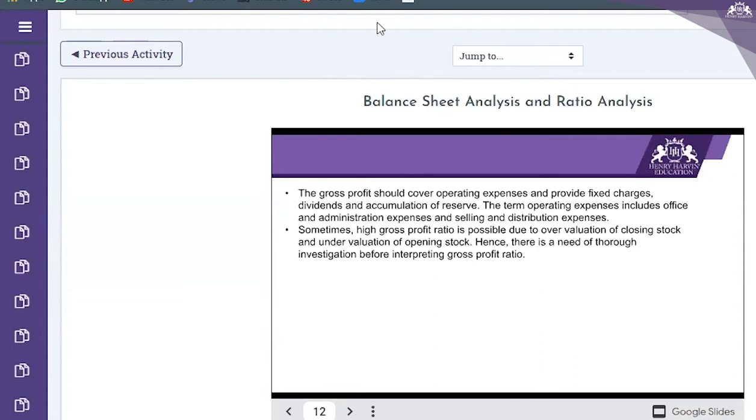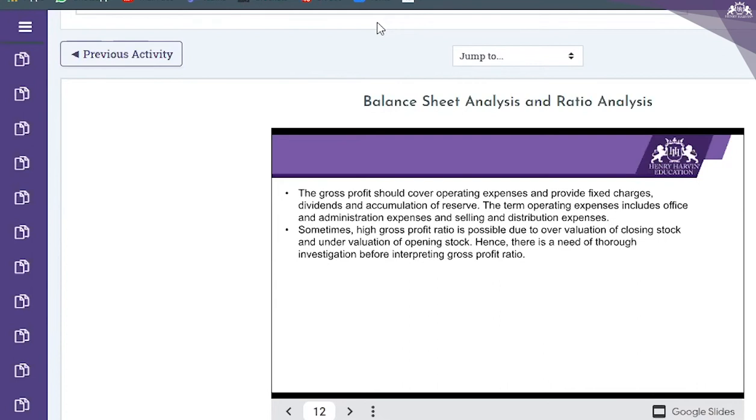Sometimes high gross profit ratio is possible due to overvaluation of closing stock and undervaluation of opening stock. This could also be a possibility. Sometimes window dressing happens. So we need to be very careful. We are here trying to understand when things are being done in the right perspective.